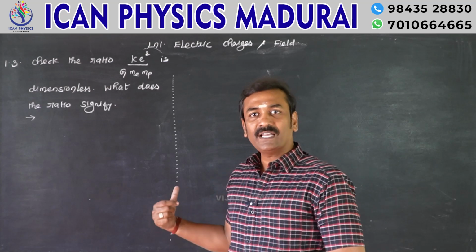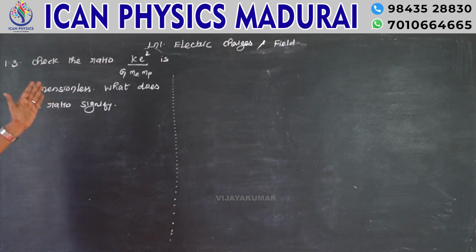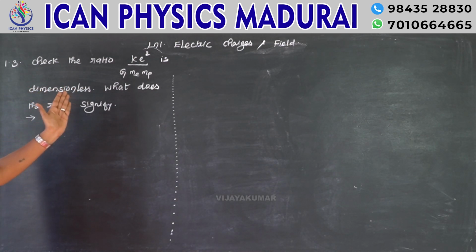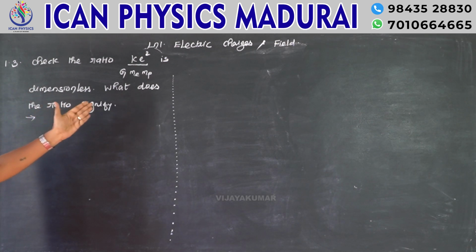Now we are going to solve the third problem. Check the ratio: e squared by G into Me into Mp is dimensionless. What does the ratio signify?